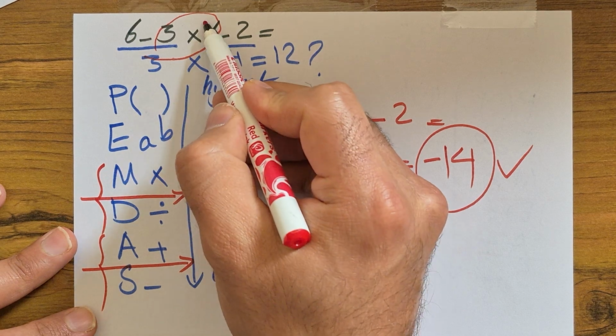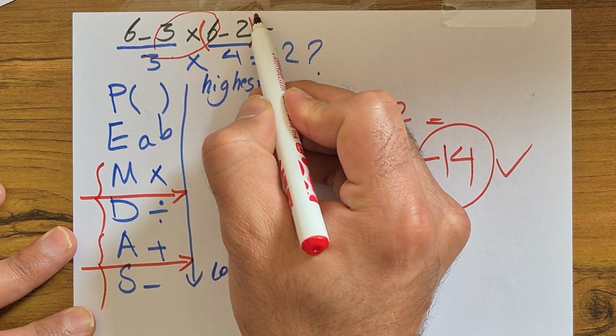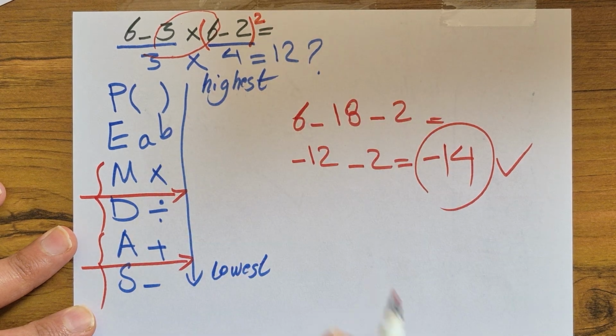So as your homework, what would the answer be if we had this part inside a bracket and squared?